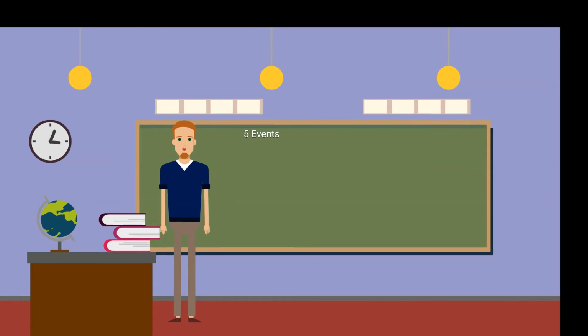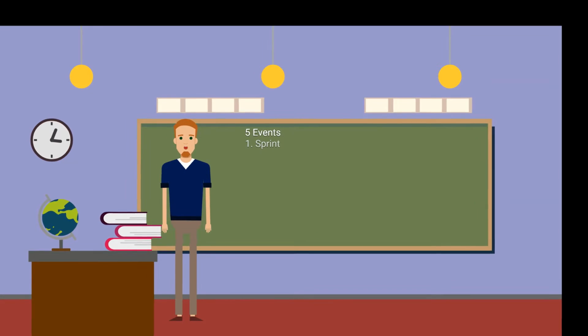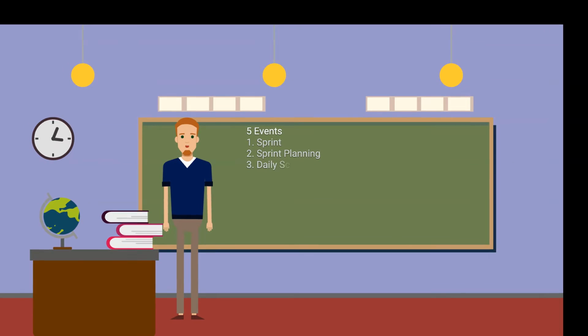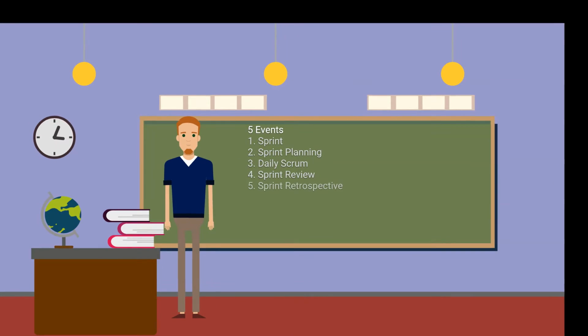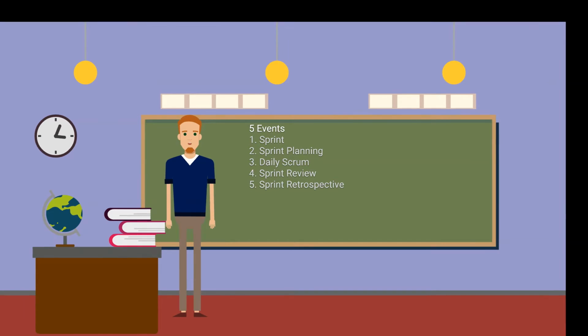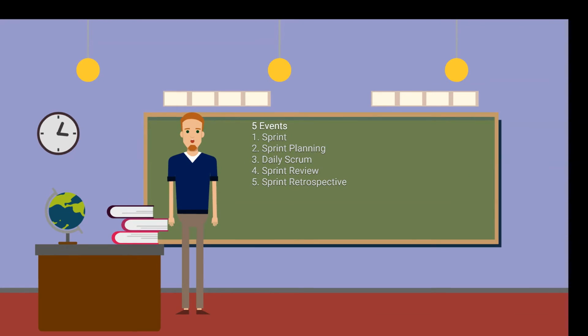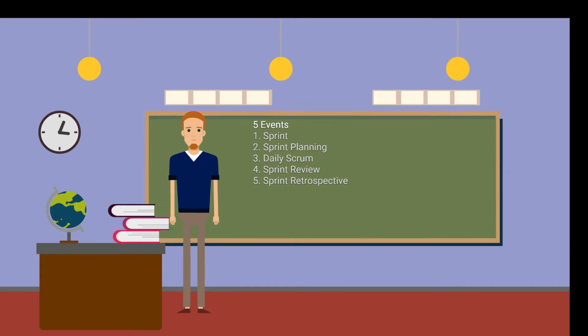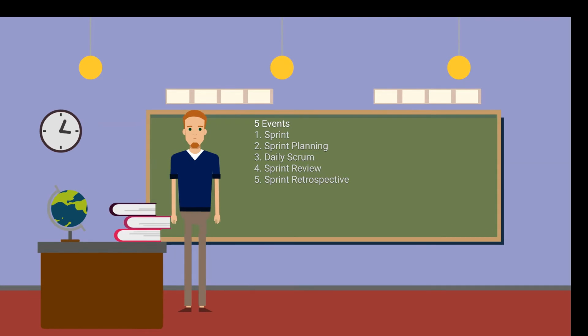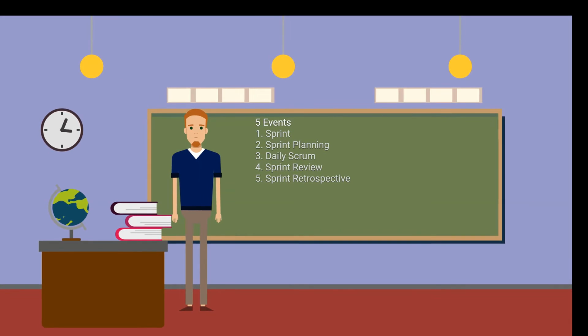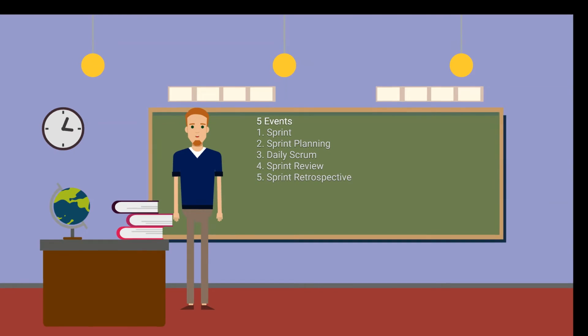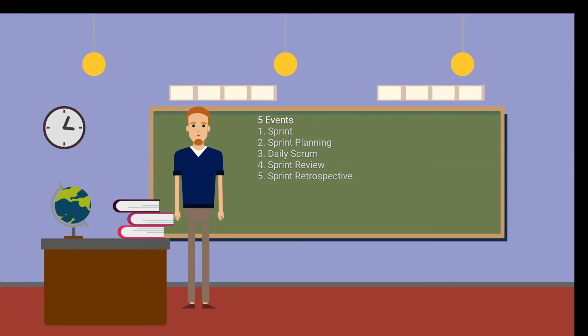The 5 events in Scrum are the sprint, sprint planning, daily Scrum, sprint review, and sprint retrospective. The sprint's really a time box, the container in which we do all the work. Usually on the first day of the sprint, we do sprint planning. The product owner brings the priorities, the team has their capacity, we bring in what we can get done, and we negotiate and plan that next iteration.